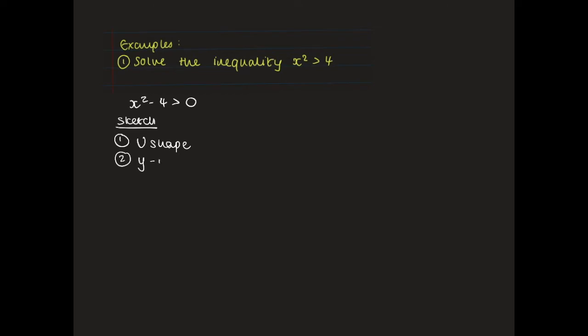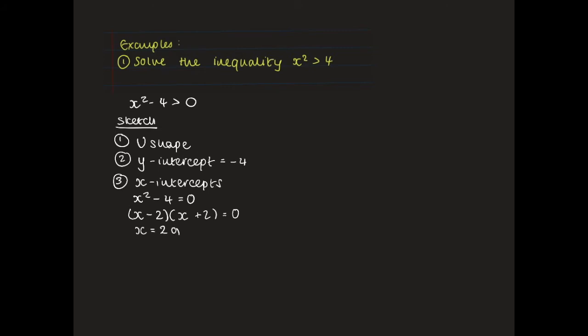Then I think about the y-intercept. My quadratic is all written out, so I know that the y-intercept is -4. Now I need to think about my x-intercepts. We would put the quadratic equal to 0 and solve. This is a difference of 2 squares, so I can factorise. So I know that my x-intercepts are 2 and -2. Then I can sketch.